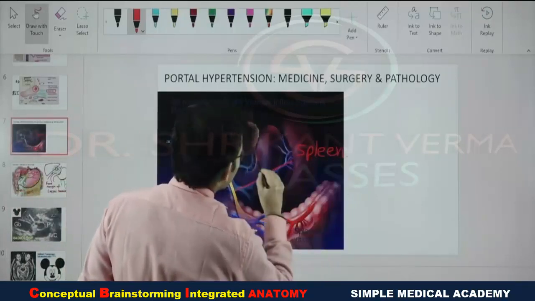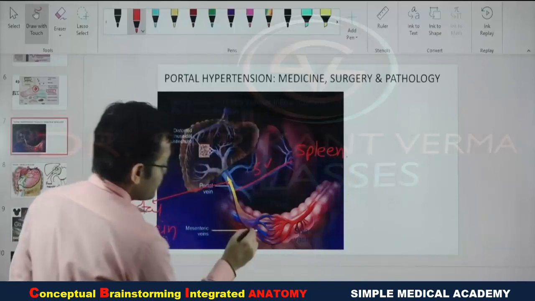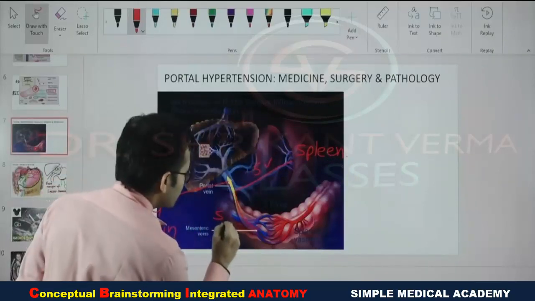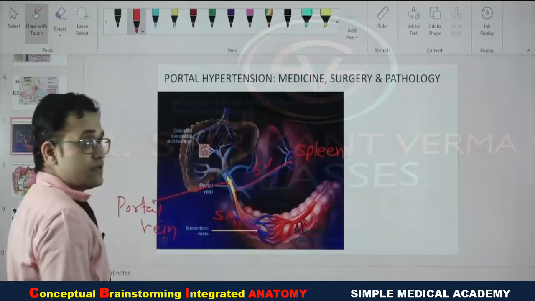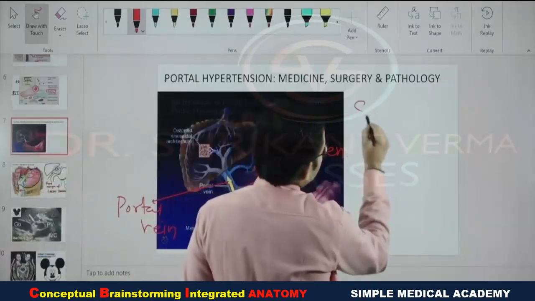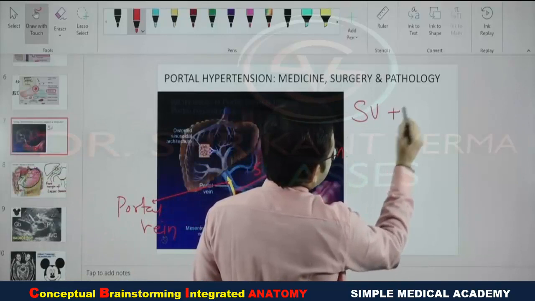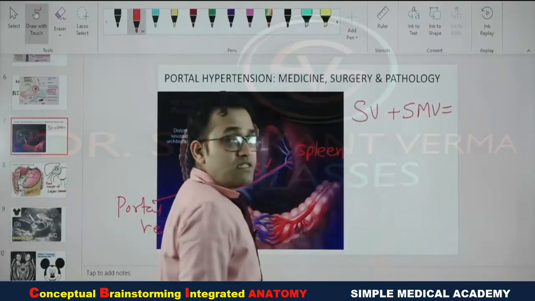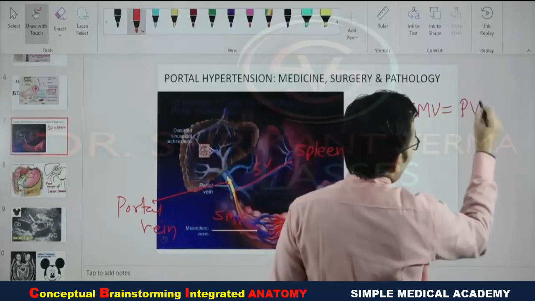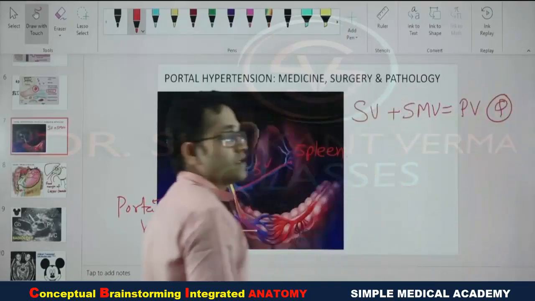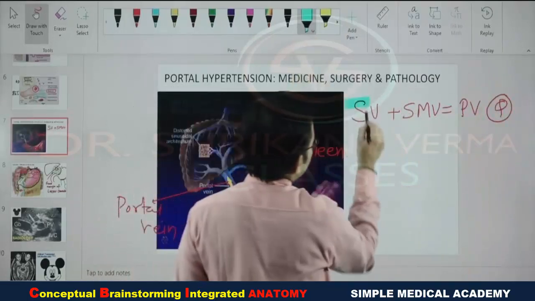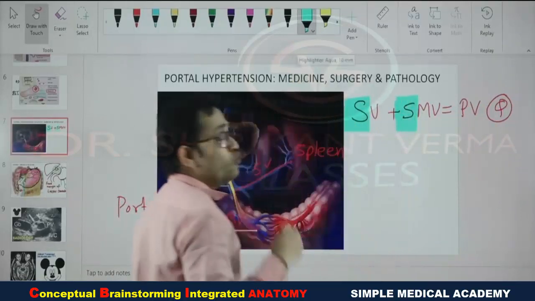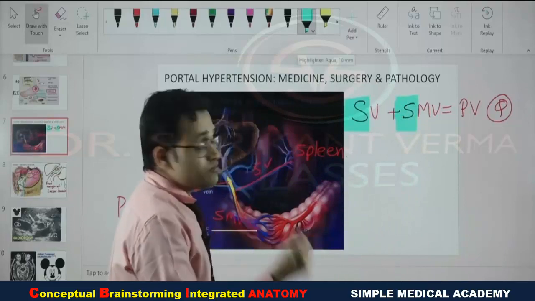So this is the splenic vein, and another vein which is coming from the intestine, superior in location, that's why it is known as the superior mesenteric vein. So the splenic vein plus superior mesenteric vein both combine together and form the portal vein. MCQ. You have to remember 2S. S for splenic vein, S for superior mesenteric vein. 2S unites together and forms portal vein.